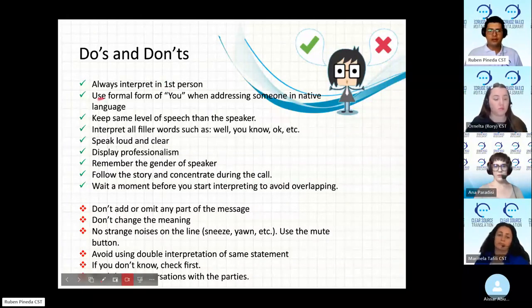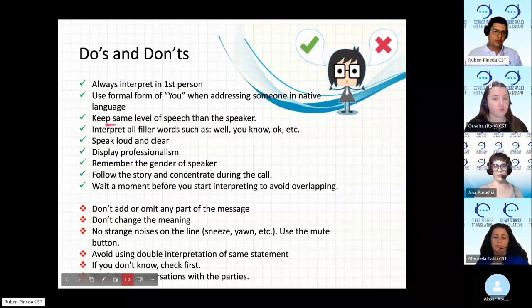Thank you, Anna. Then we also have the formal you, like I was explaining, and we keep the same level of speech as the speaker. So we try to copy the tone of voice, or we try to keep the same level when it comes to the type of words they're using, right? So on and so forth.